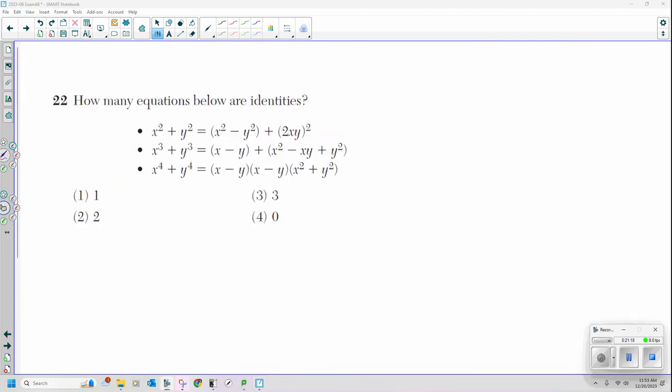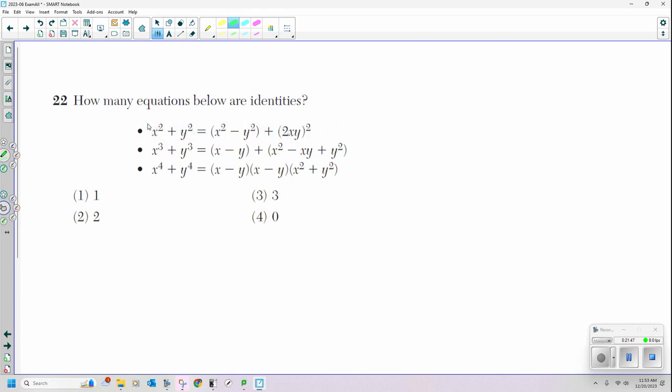Oh, how I hate this test. How many equations below are identities? All that really means is how many of these actually work. They're true. They're identities of each other. So how many of these have one side equal to the other side? Let's figure it out. I've got to check all three of these.